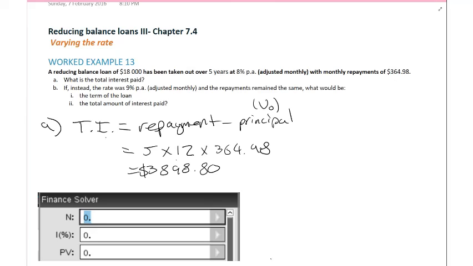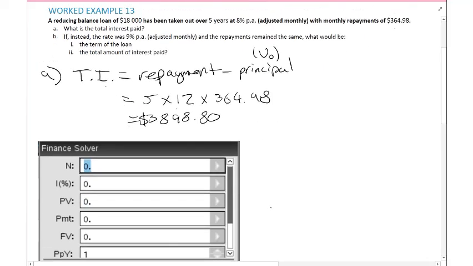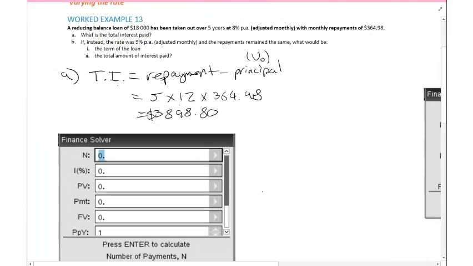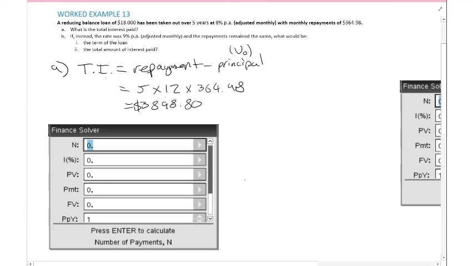So B, what we're going to do here, everything is staying the same except we're changing the interest rate. And changing the interest rate is going to change the time you're going to have to repay this loan. Okay, so N is what we're after, so we're going to question mark that. This is now 9%. This is 18,000. Payments are 364.98. Okay, and my final value is 0 because that's what it's going to be paid off, and this is going to be 12. All right.